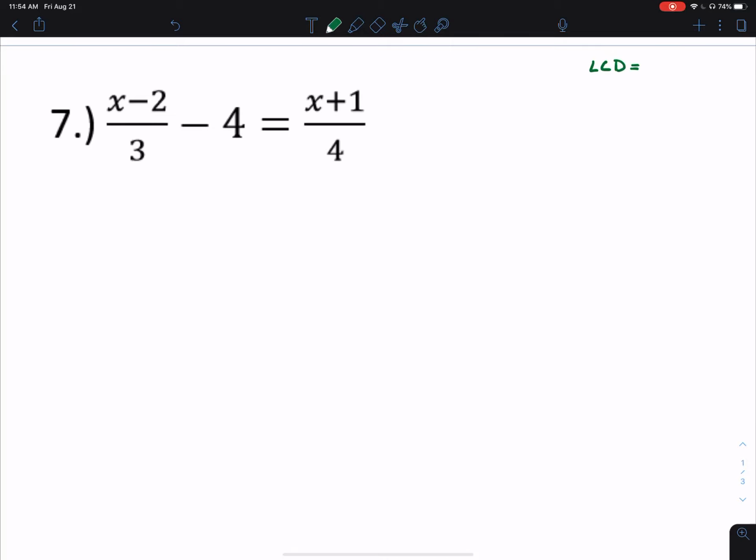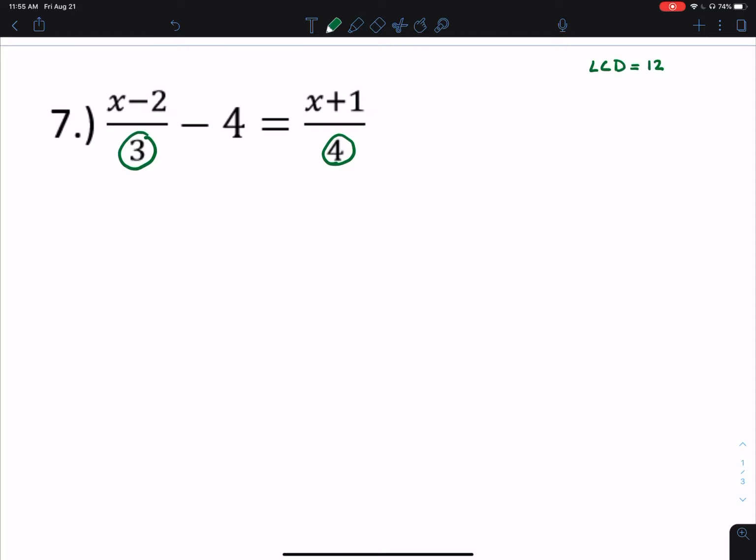In this equation, the least common denominator is 12, because if we look at our two denominators, 3 and 4, 12 is the smallest number that they can both evenly go into. If you struggle to find the least common denominator, you can use your multiples to help you.